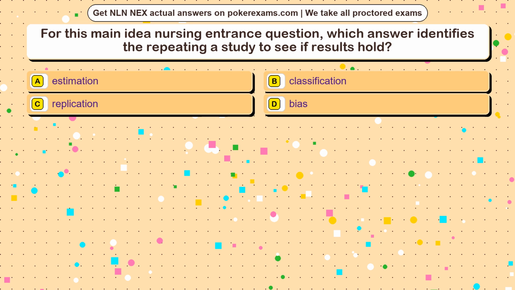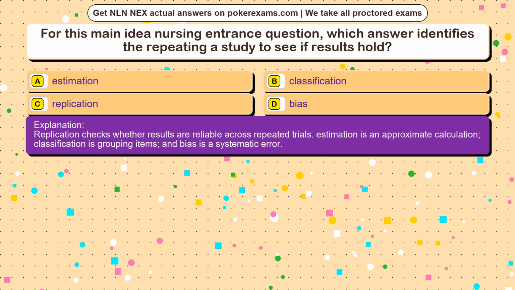The correct answer is option. Replication checks whether results are reliable across repeated trials. Estimation is an approximate calculation, classification is grouping items, and bias is a systematic error.